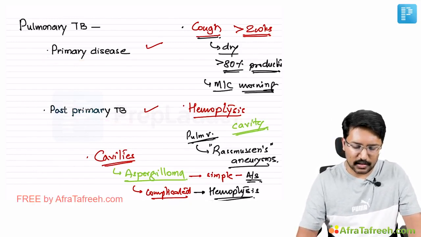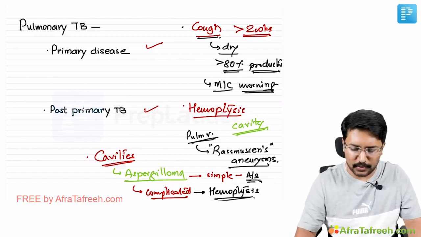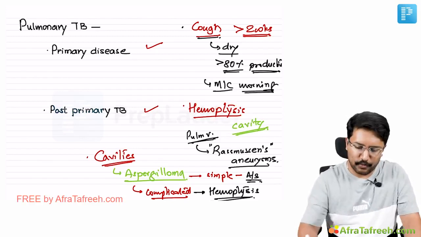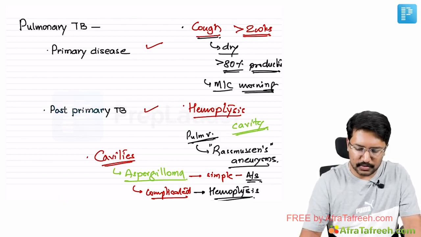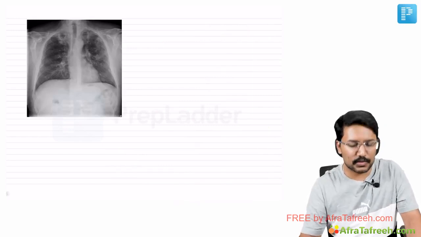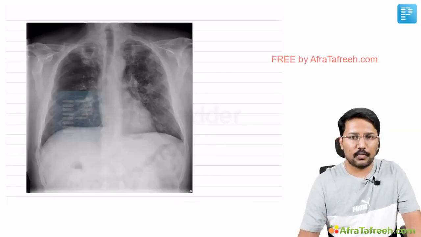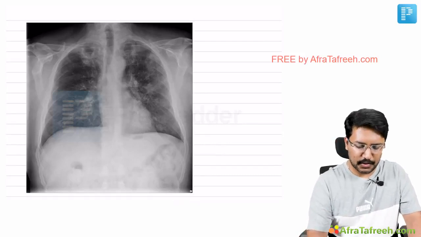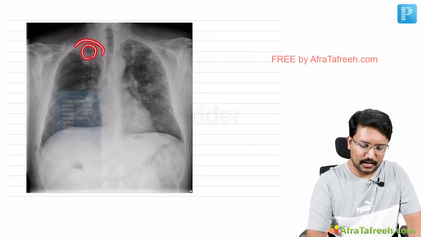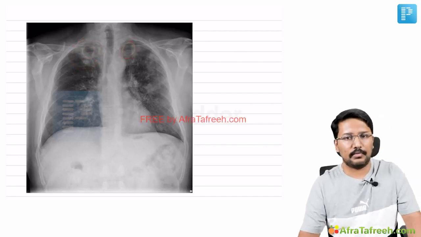Now talking about extrapulmonary tuberculosis. Before we go to extrapulmonary tuberculosis, let us take a quick look at some of the images of pulmonary tuberculosis. So this is the first image that I am trying to project here. In this image, what can we appreciate? We can appreciate a cavitatory lesion in the right apical lobe, as well as a cavitatory lesion in the left apical lobe.